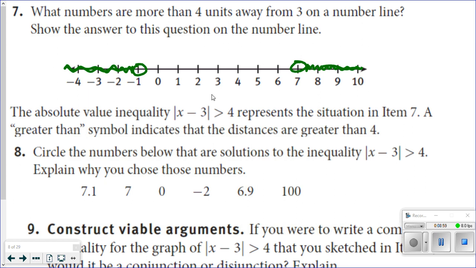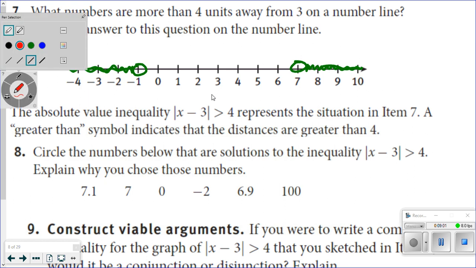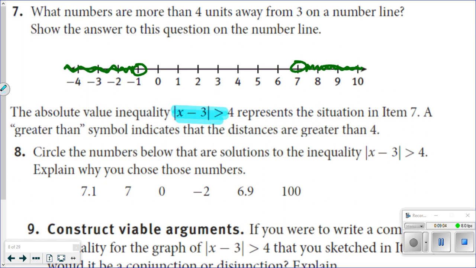So the absolute value inequality that's right here for us represents this graph above in question 7. So a greater than symbol indicates that our distances are greater than 4 units away. So this is saying which x values are more than 4 units away from 3. So remember, this is how many units away we move, and this is our starting point, or our starting number. So go ahead and circle for question 8 the numbers that are solutions to the inequality.